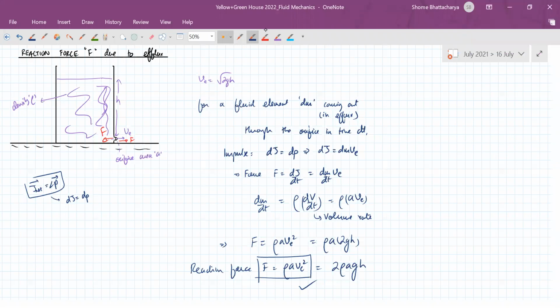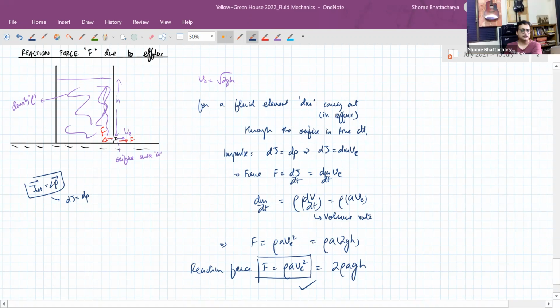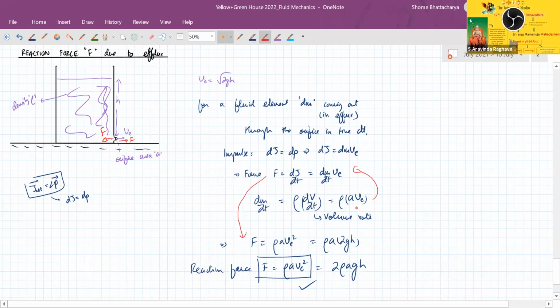Please work out the questions. Excuse me, sir. I did not get the part where we got F equals rho into A into v squared. We just substituted dm by dt in this formula. Just substitute the value of dm by dt here. So we get this. Okay. Thank you, sir. Got it.